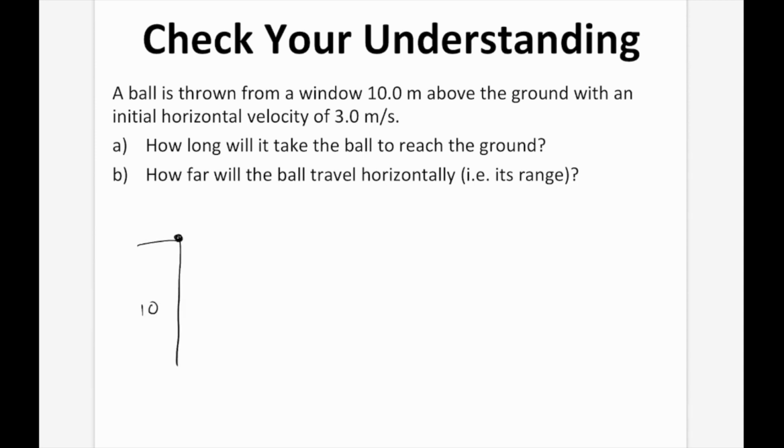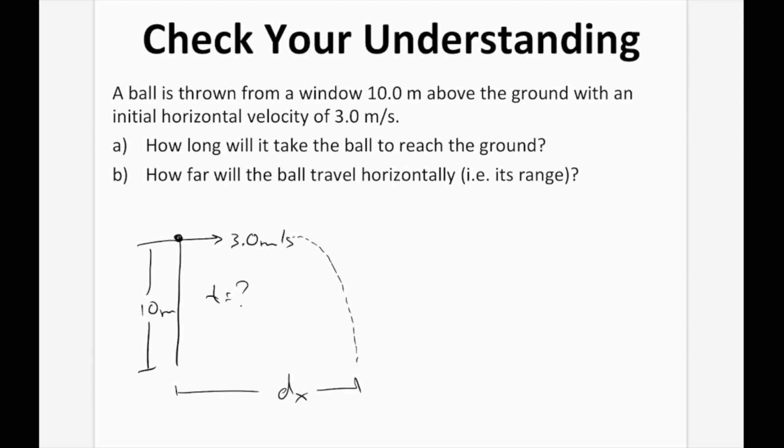We know our ball is 10 meters from the ground, because that's what we're told. And we know that it has an initial horizontal velocity of 3.0 meters per second. Now we're going to sketch out what's going to happen to that ball. That's going to travel like that. How long will it take the ball to reach the ground? So that's time. And B, how far will the ball travel horizontally, as in its range? So that's going to be our dx.